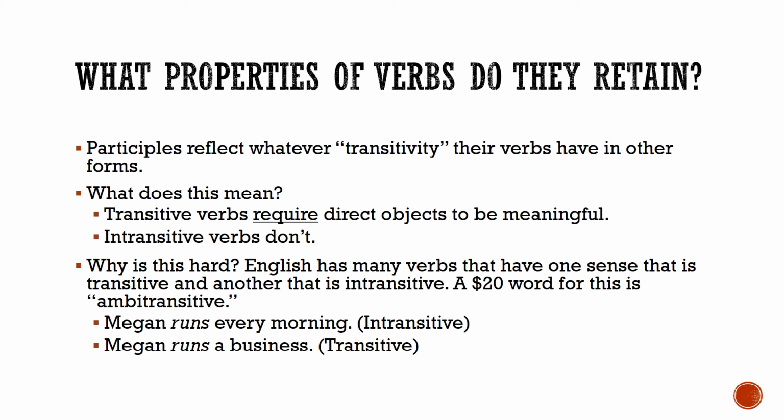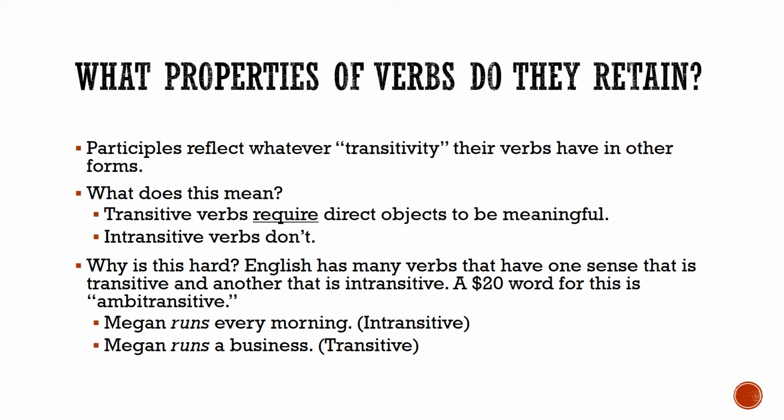Okay, so what properties of verbs do they retain? Participles reflect whatever transitivity their verbs have in other forms. Now, what is transitivity? Transitivity has to do with how much else needs to be expressed in order for us to understand what an action is like. Transitive verbs require direct objects to be meaningful. These are verbs that have to act on other things in the sentence in order to be meaningful. Intransitive verbs don't.